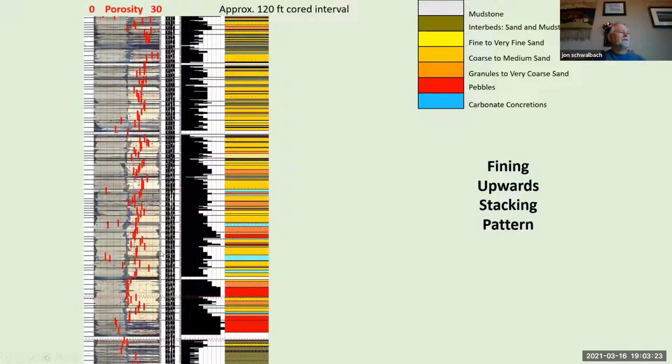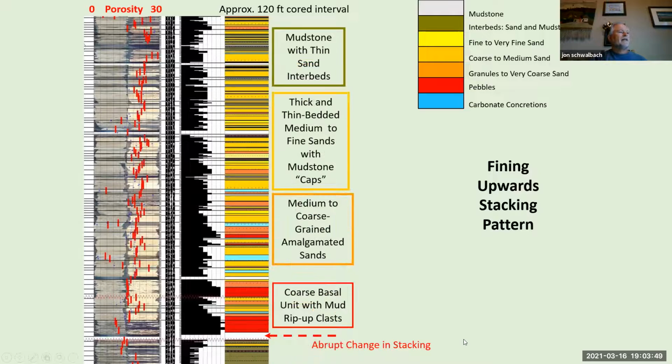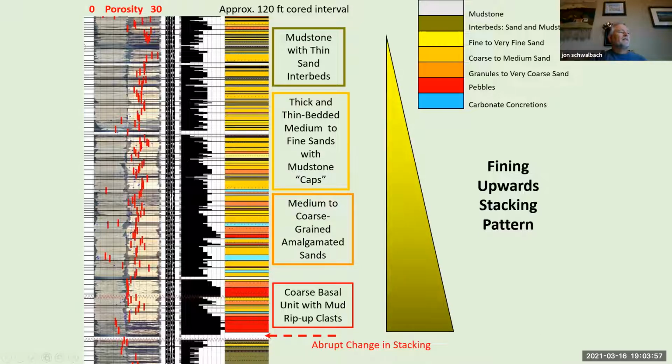So they show you the coarser units near the base, and we're getting more finer grained and more thinly interbedded as we move up. There's also a color scale here that ties back to this color stack to basically show you the same thing. So we have a fining upwards stacking pattern overall over this about 100-foot interval. We have this coarse base here, abrupt change in stacking. And then as we move up, we again get into these finer grained units. So overall fining upward stack.